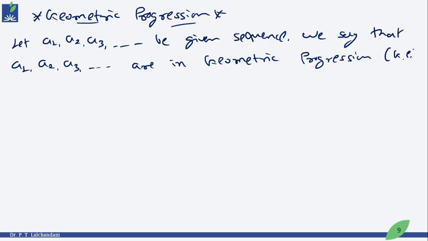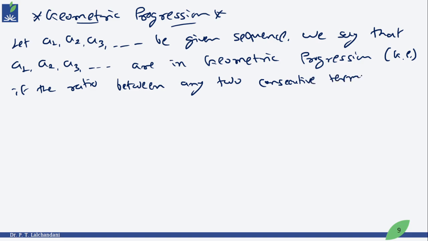Right? Simply we will write GP. These numbers are in geometric progression if the ratio between any two consecutive terms is the same. Okay, let us try to understand the definition.